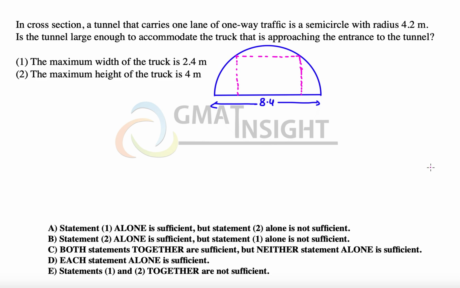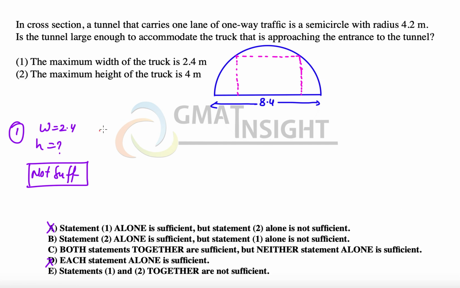Now let's check these statements. Let's start with the first statement. The first statement says that the maximum width of the truck is 2.4. The width is 2.4, but we do not know the height, therefore we cannot say whether it is enough to accommodate the truck or not. Therefore we say that the first statement alone is not sufficient to answer the question. Options A and D are out.